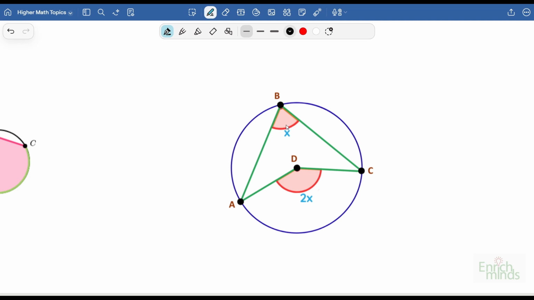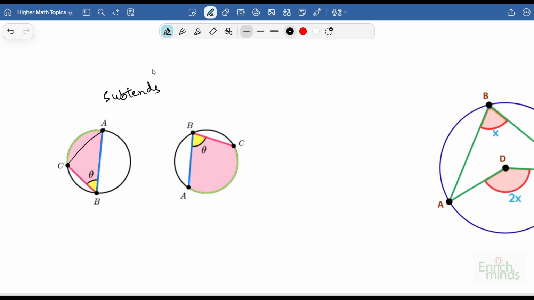The next one is the angle at the center and the relation between the angle at the center and the angle at the circumference. Before that, we need to understand one thing. We need to know the word subtends. We often come across the word subtends when we are talking about circle theorems. So let me quickly tell you what we mean by the word subtend. Subtend means make or create an angle.